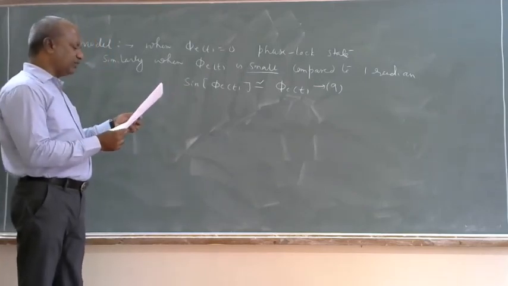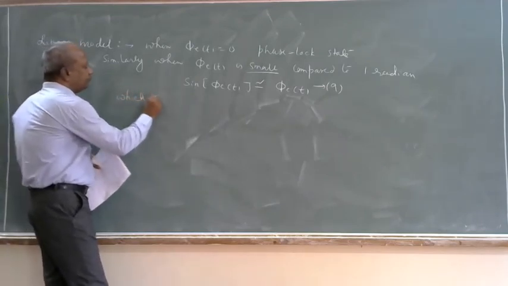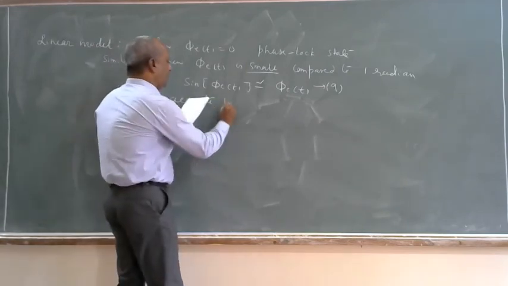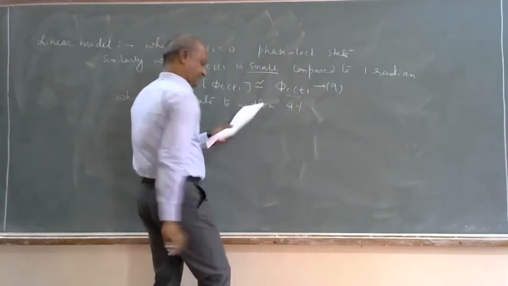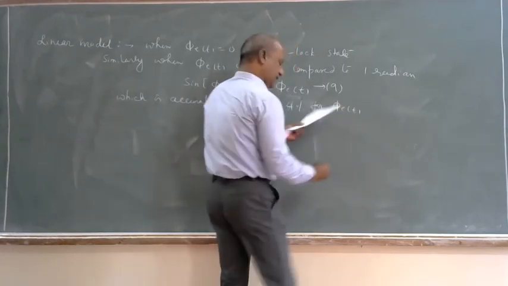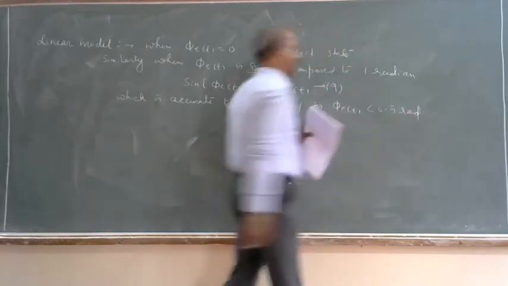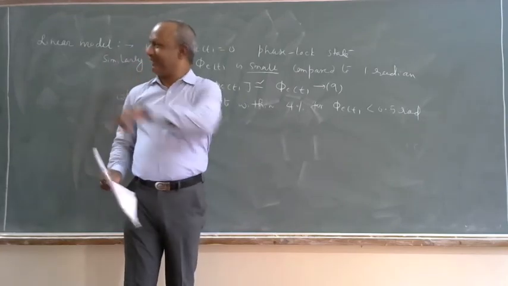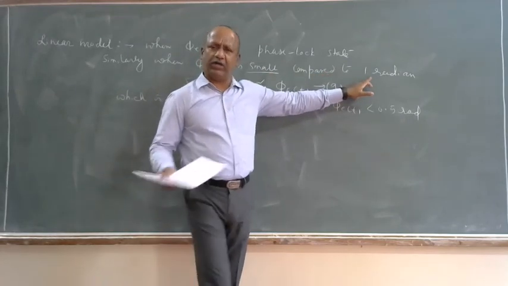This is particularly accurate to within 4% for phi of t less than 0.5 radians. I am taking phi of t small compared to 1. Small compared to 1 means what?